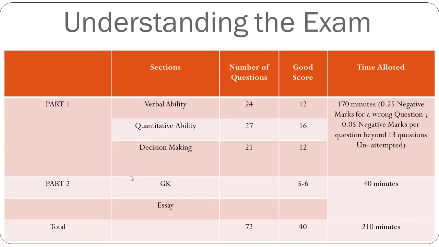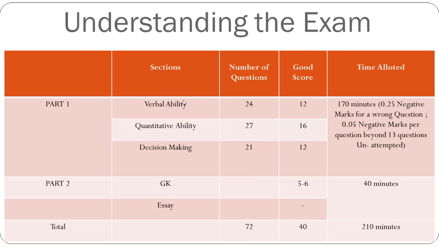Now the whole paper is divided into two parts, as you can see here. Part 1 is verbal, quants and decision making, and part 2 is GK and essay. For part 1 we have a total time of 170 minutes, and for part 2 we have a total time of 40 minutes. And the total number of questions, as you can see, is 72 in all.